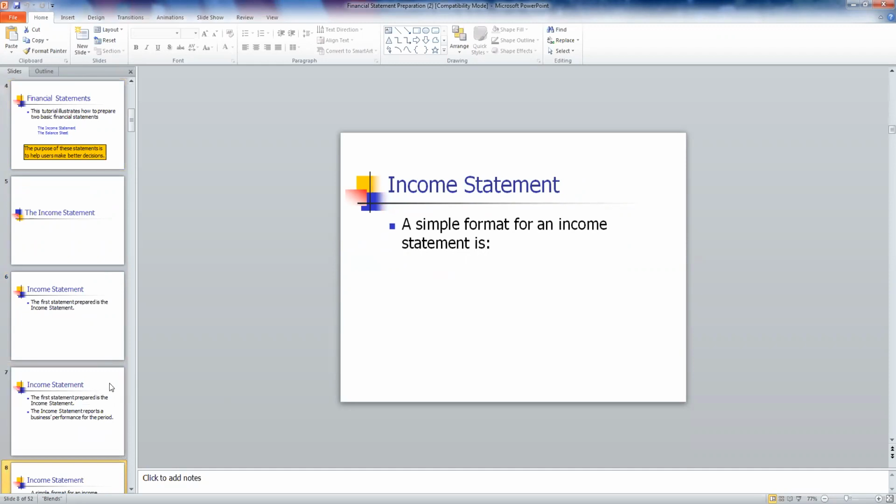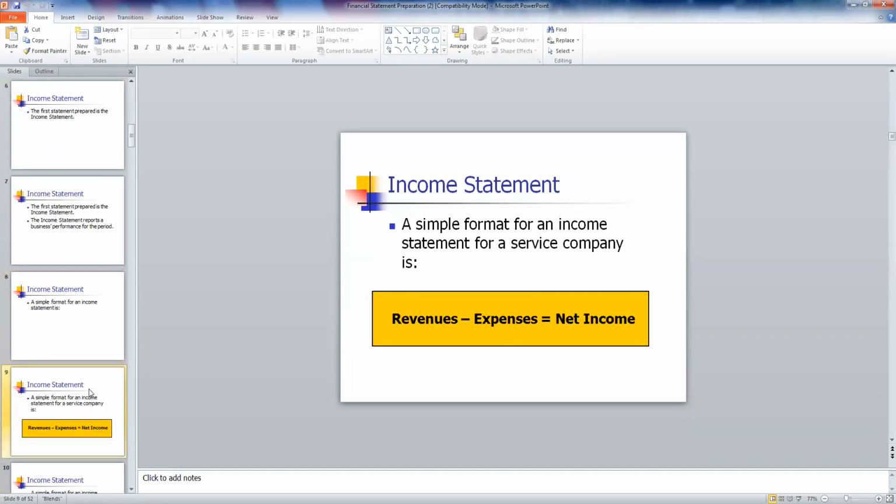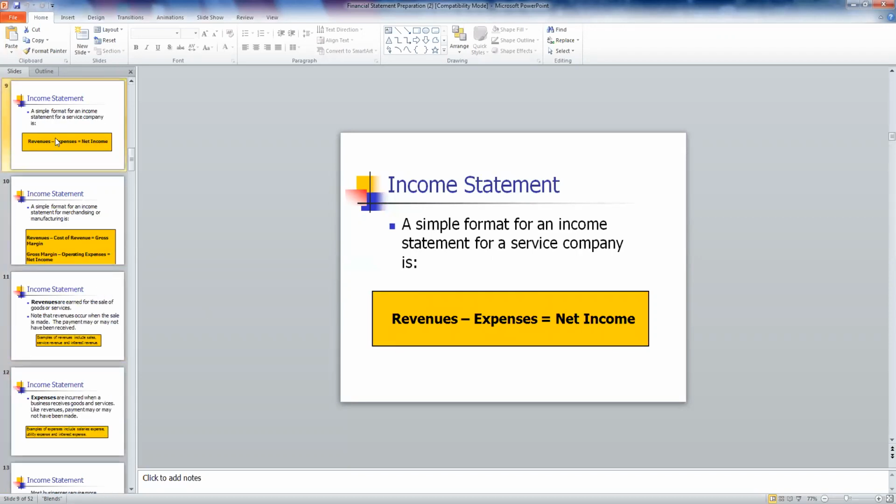So a simple format for an income statement is the following. I take revenues or sales, those terms are used interchangeably. I deduct expenses and I come up with net income. This is also called the single-step income statement. A service business, this is all they have. They have revenue, they have expenses, and the difference is operating income. Now we do break out the expenses and we'll get to that a little bit later on in our discussions, not this week.